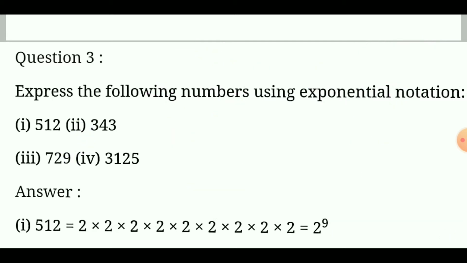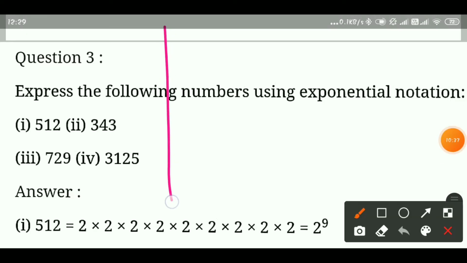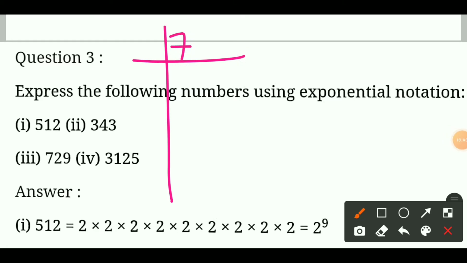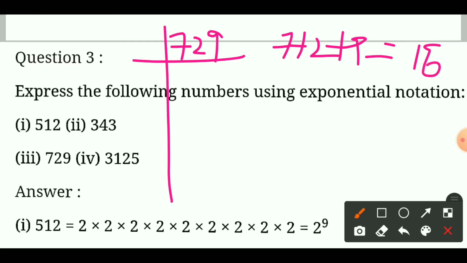Okay, now the next question, 729. Can you divide this number with 2? The answer is definitely no. Why? Because the number is an odd number, so it cannot be divisible by 2. Now can I divide it with 3? The answer is yes. Why? 7 plus 2 is 9, plus 9 equals 18, and 18 comes in the table of 3. 3 6s are 18, so it is divisible by 3.